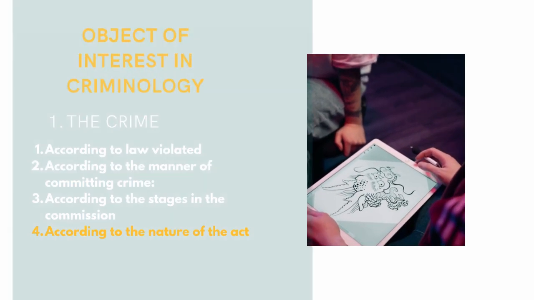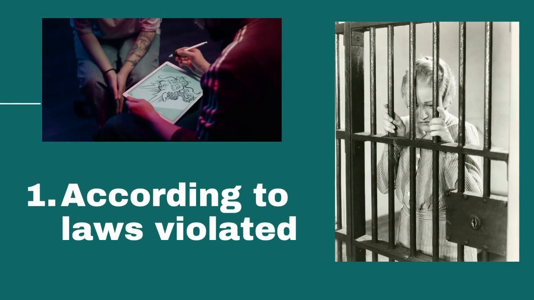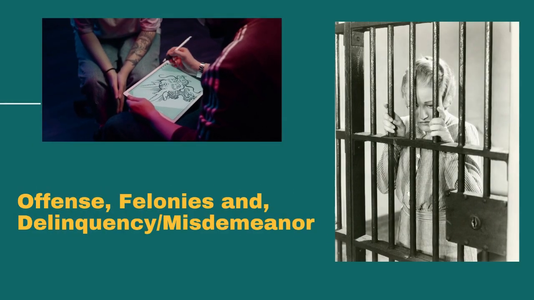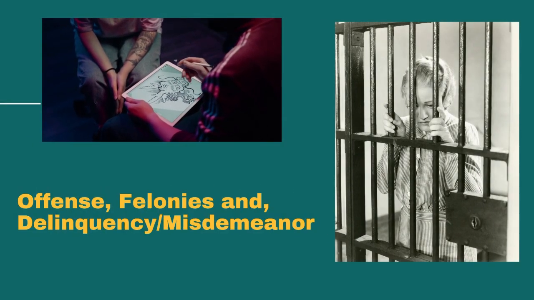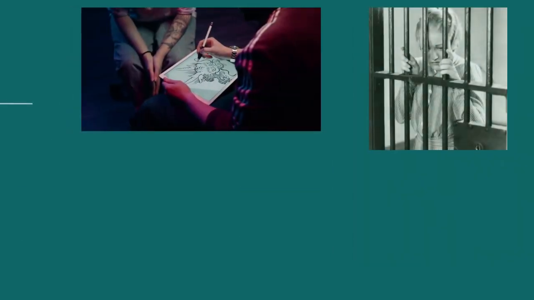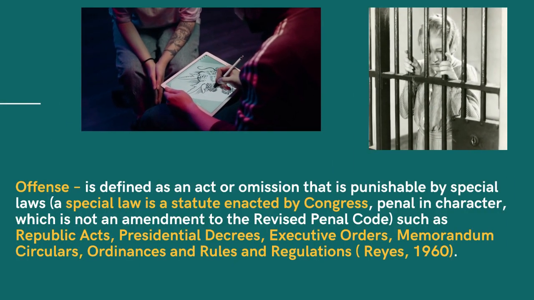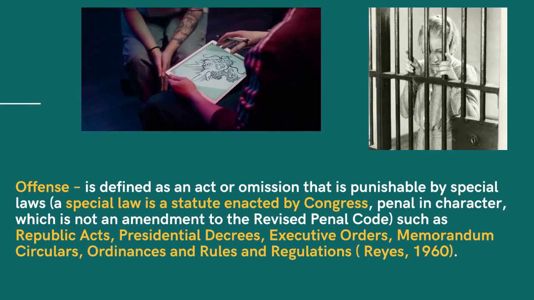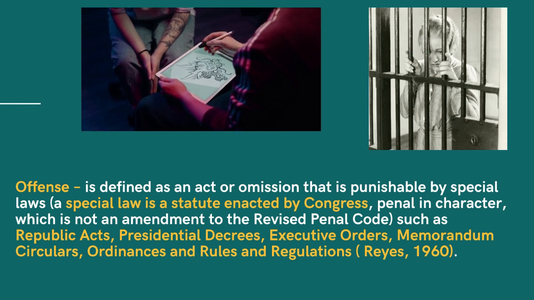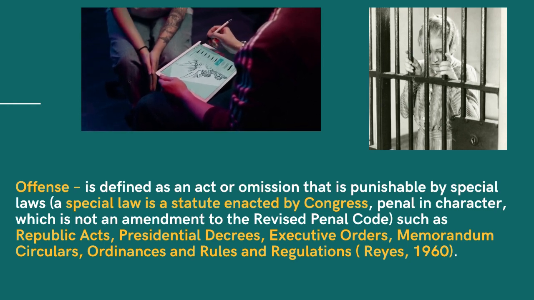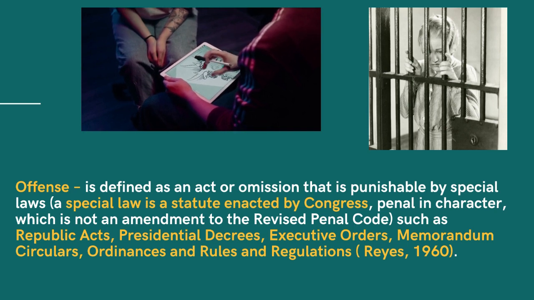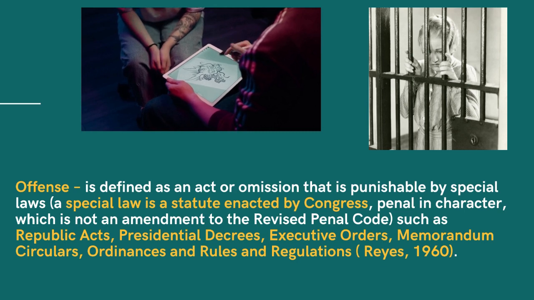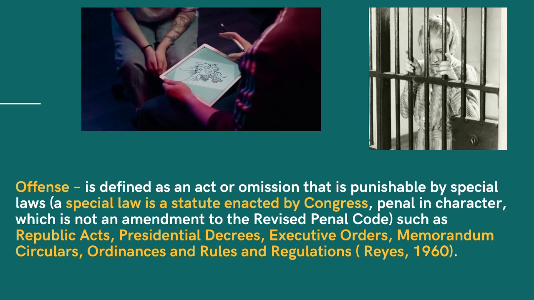1. According to law violated. These types of crimes are classified according to laws which impose punishment for the criminal act, and classified as offense, felonies and delinquency, misdemeanor. Offense is defined as an act or omission that is punishable by special laws. A special law is a statute enacted by Congress, penal in character, which is not an amendment to the Revised Penal Code, such as republic acts, presidential decrees, executive orders, memorandum circulars, ordinances and rules and regulations.